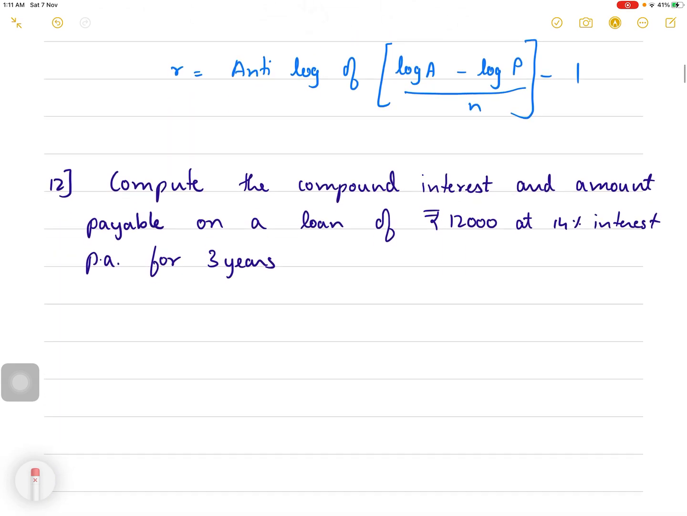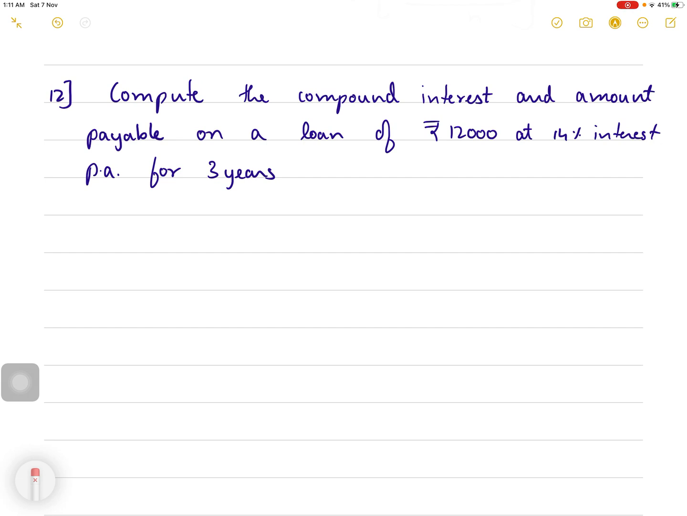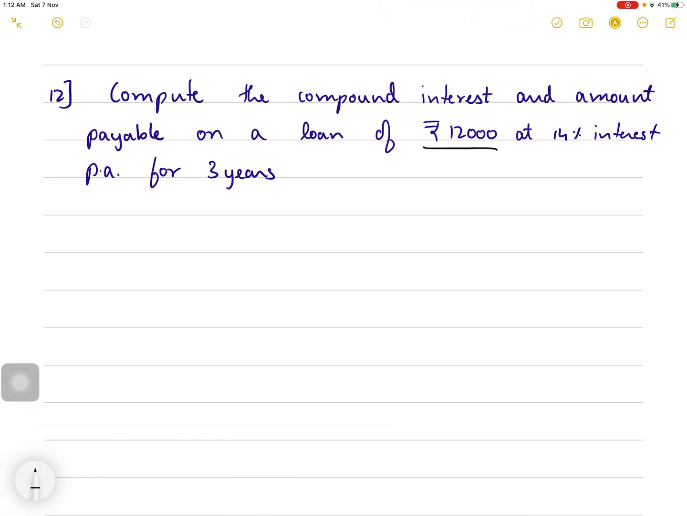Let's see the first problem. Compute the compound interest and amount payable on the loan of rupees 12,000 at 14% interest rate per annum for 3 years. Okay. So 12,000 is your principal, 14% is your rate of interest, 3 years is your period, right? You have to find out compound interest and amount payable.